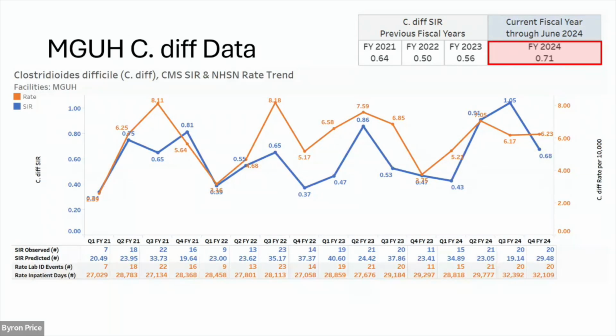I want to point out here that at the bottom of this chart, you can see the actual number of cases of C. diff. 20 C. diff cases in 1 quarter, in 3 months, is a bad number for us. And so they're not a lot of cases, but still every single case counts. We should be taking this as seriously as we take our CLABSI rates.